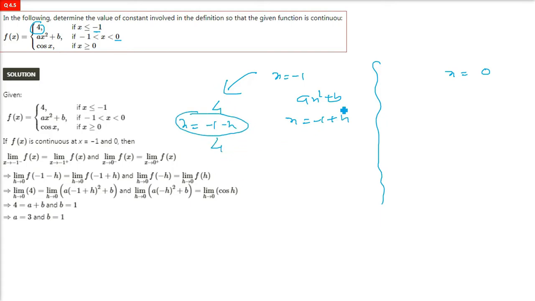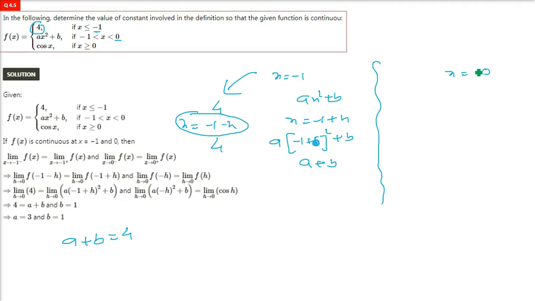It is a constant. In place of x square in ax square plus b, just replace it by minus 1 plus h. And this is ax square plus b. Now just open it and place h as 0. But you can also put it here. It won't affect. This is 0. Minus 1 whole square is 1 already. So a plus b. So first equation what we got from x equals minus 1 is a plus b equals 4.